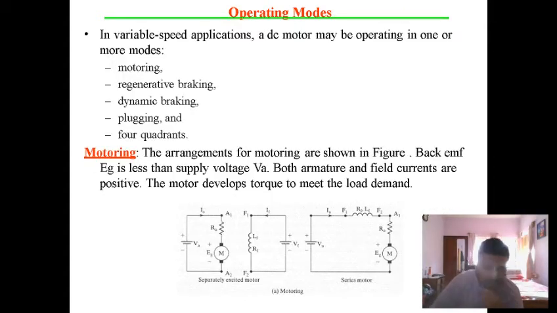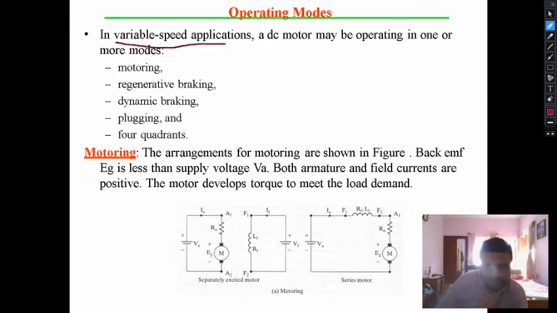So in the last lecture we have covered the series machine as well as the shunt machine, their basic speed torque equations, and how you can control the speed, that is the armature voltage control and the field current control, when to operate in a constant torque region, when to operate in a constant power region, and we have seen the graphical characteristics. So now here we are going to discuss the different operational modes of the machine.